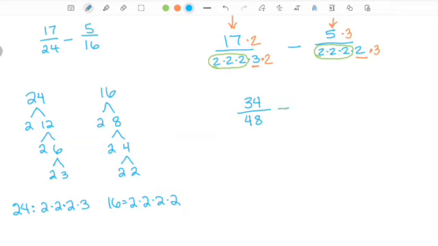And I'm going to subtract. Now I have 5 times 3, which is 15. And on the bottom, I still have a 48. 34 minus 15 is 19. And we have 48 as our denominator. So there you go.